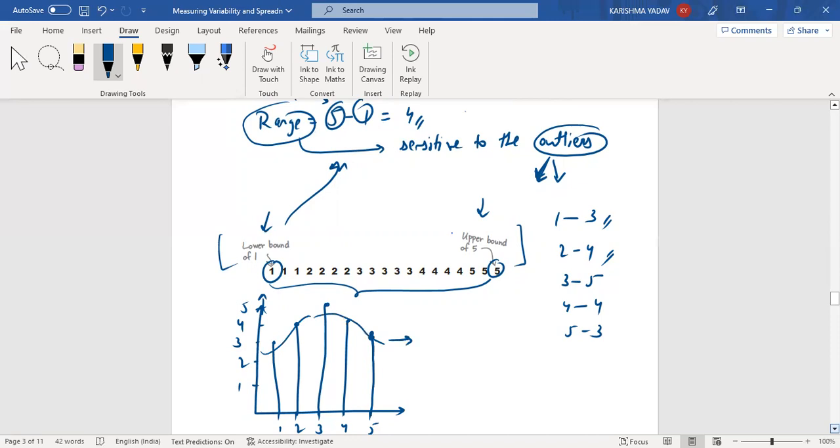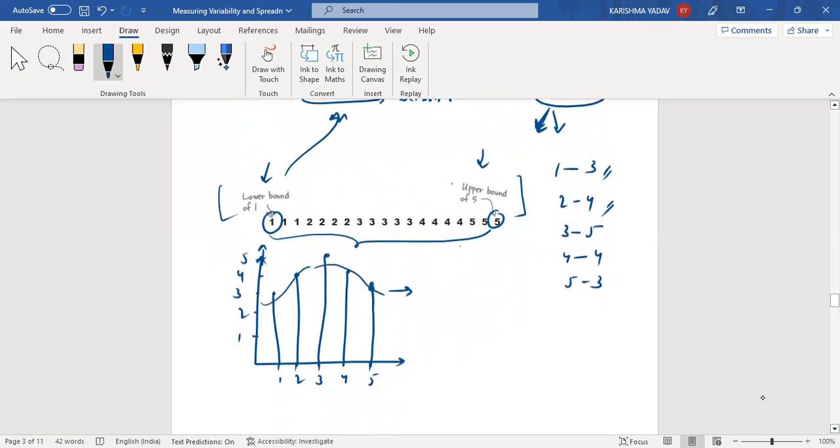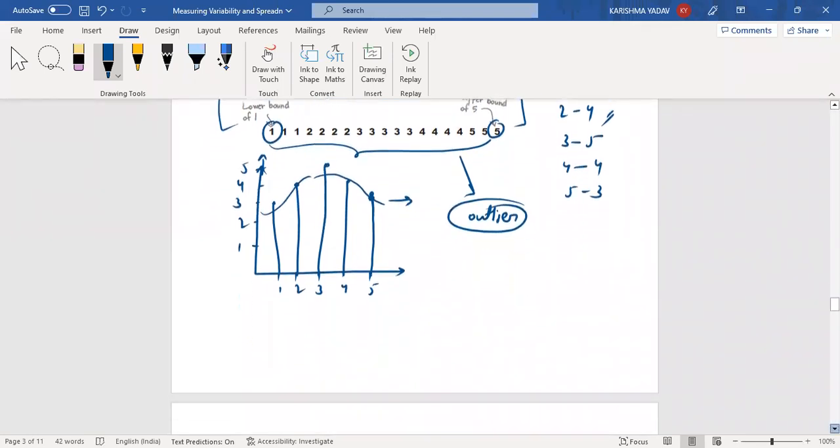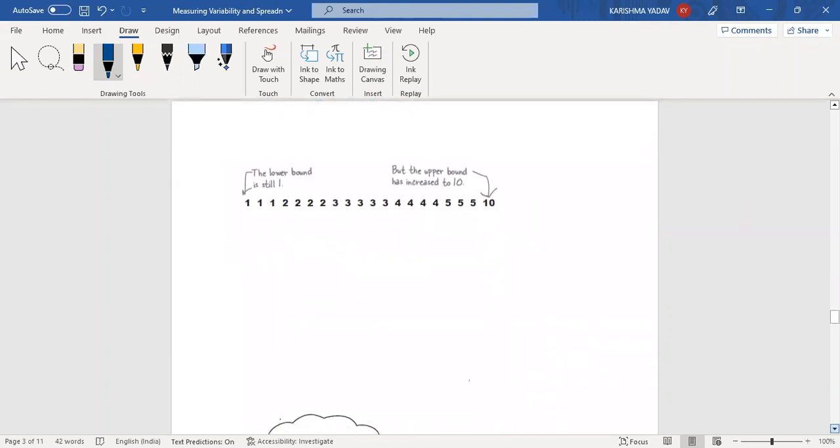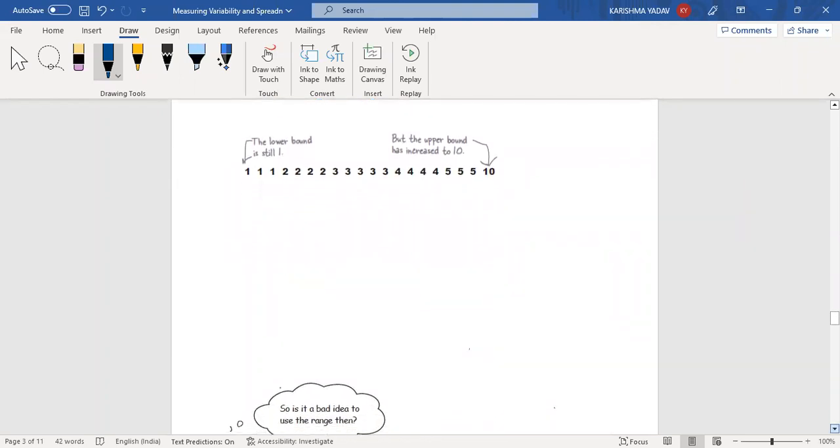Now let's look at the data when we add an outlier to it. This is the case of the outlier. We have the same data, but the upper bound has increased to 10 because we have added the outlier 10 to this data.